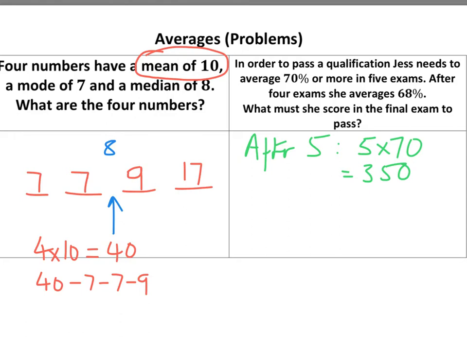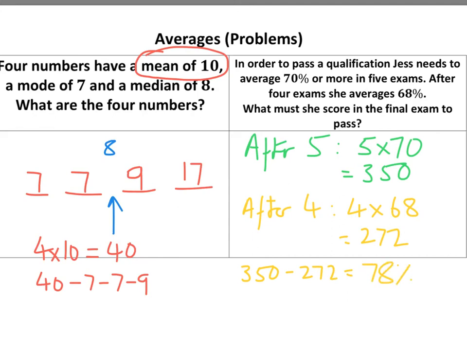Now after 4 exams, she has a total of 4 lots of 68 marks. Now 4 lots of 68 is 272, and all you've got to do is find the difference. So the difference is 350 minus 272, so 350 take away 272 gives me 78. So she needs to get at least 78% in order to pass this qualification.